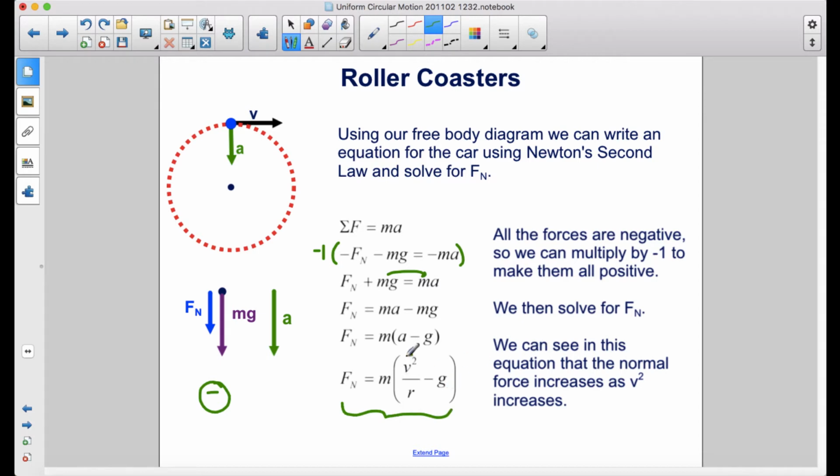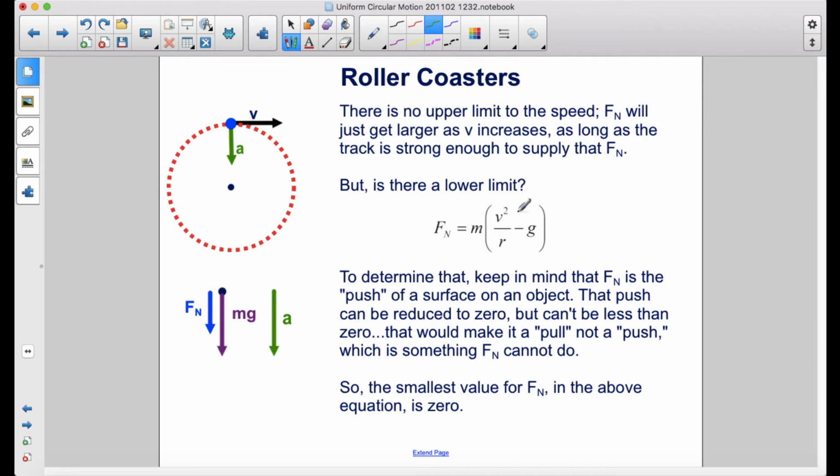And you can see that as v squared increases, so does the normal force. These are directly proportional. There is no upper limit to the speed. The normal force will just get larger as v increases, as long as the track is strong enough to supply that normal force. But is there a lower limit? To determine that, keep in mind that the normal force is the push of a surface on an object. That push can be reduced to 0, but can't be less than 0. That would make it a pull, not a push, which is something the normal force cannot do. So the smallest value for the normal force in the above equation is 0.